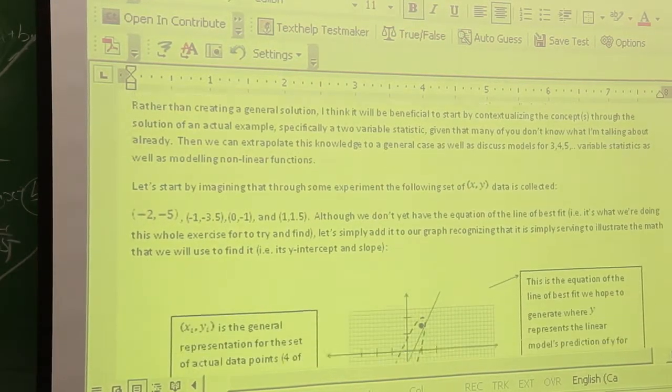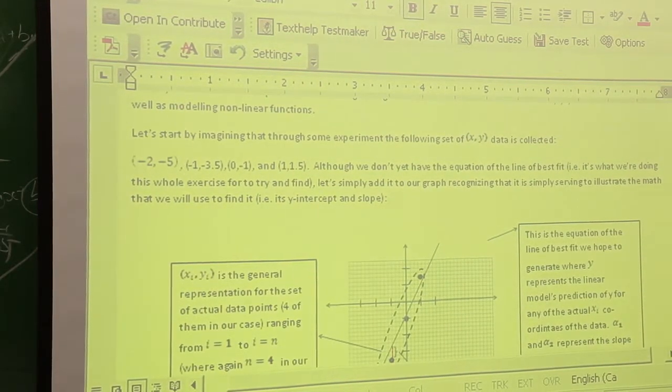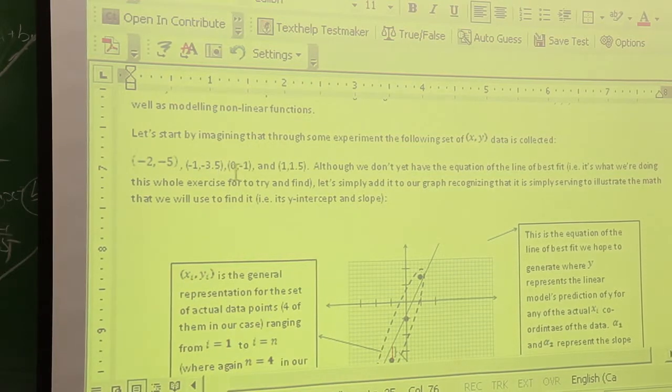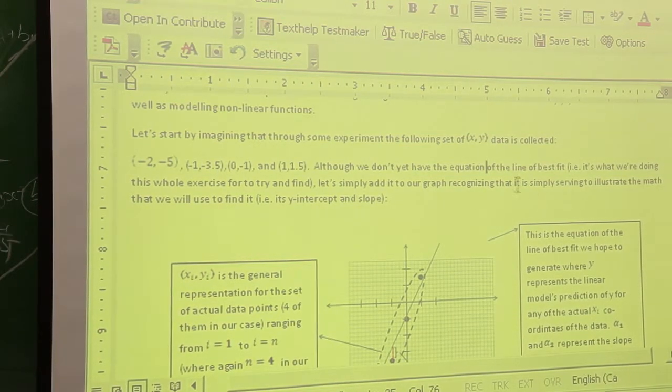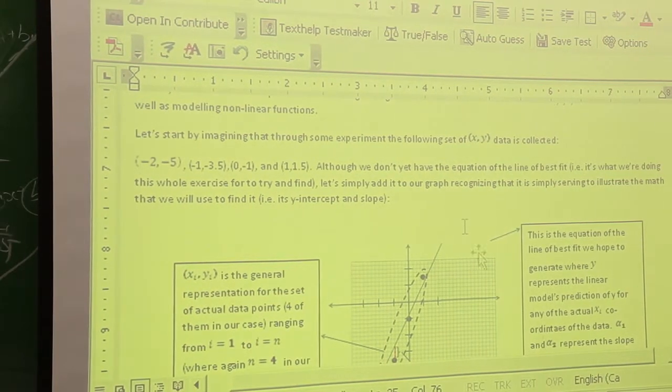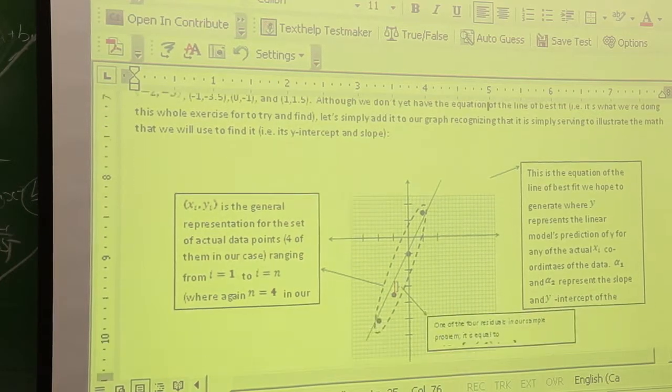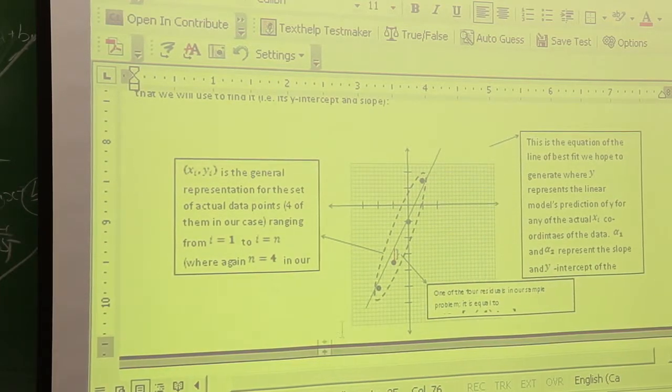Let's start by imagining that through some experiment the following set of data is collected: -2, -5, -1, -3.5, and so on and so forth. Although we don't yet have the equation of the line of best fit, let's simply add it to our graph, recognizing that it's simply serving to illustrate the math that we will use. So if you plot those 4 data points, there they are, 1, 2, 3, 4. xi, yi is the general representation for the set of actual data points, 4 of them in our case.